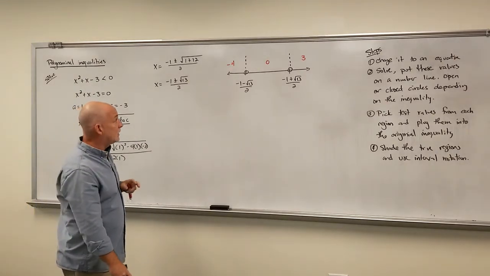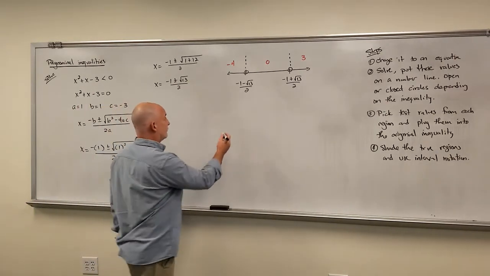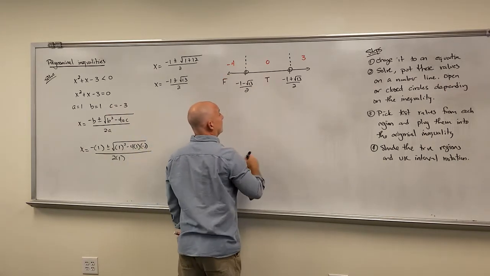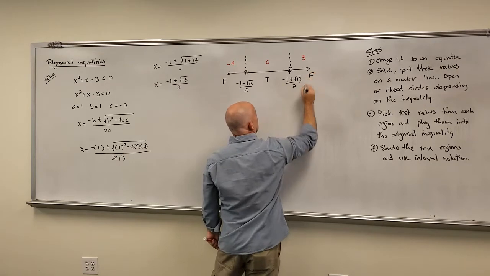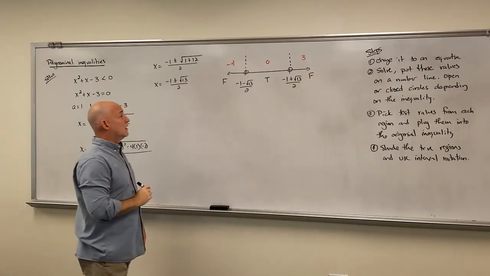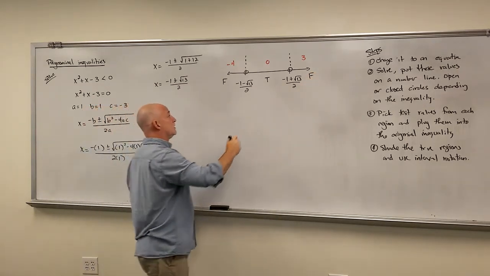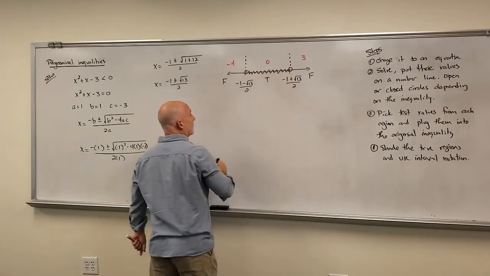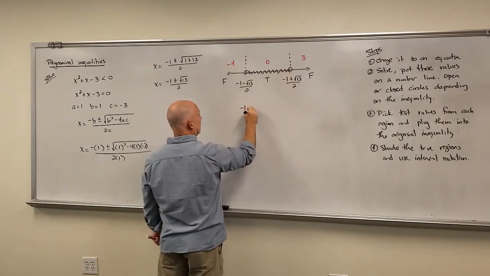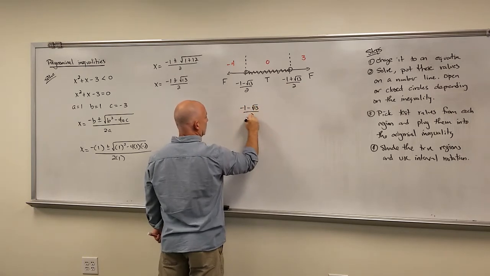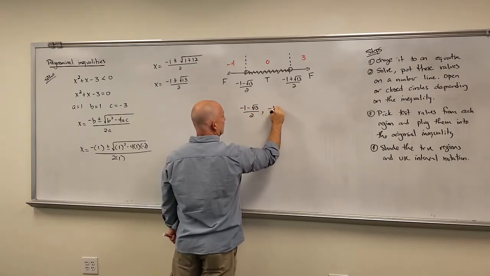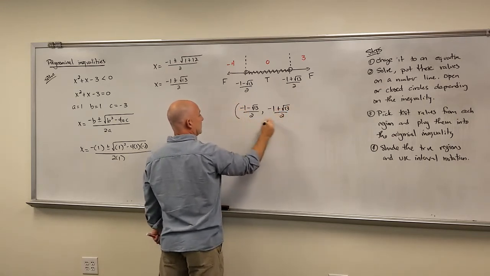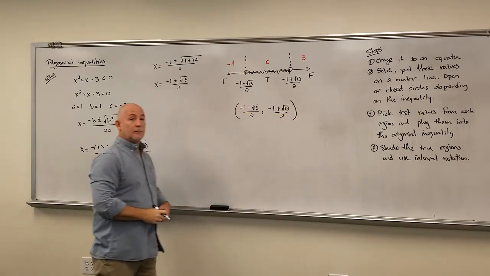Now for time's sake, I'm going to go ahead and do this. If you plug -4 in there, you're going to get a false statement. If you plug 0 in there, you get a true statement. And if you plug 3 in there, you're going to get a false statement. So you can see the true region falls between those two numbers. So where did we shade? Well, we started shading at -1 minus the square root of 13 over 2, stop shading at -1 plus the square root of 13 over 2, and we do not include either one of those.